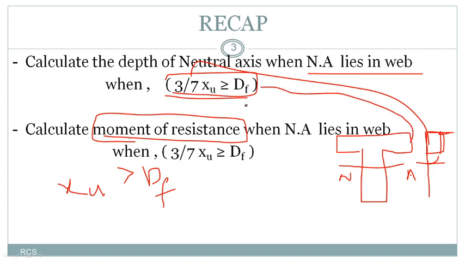If this 3/7 of XU is greater than this DF, then I can say the flange is uniformly distributed. How is it distributed? Uniformly distributed. So if you observe this figure, your DF is less than your 3/7 of XU, so it is uniformly distributed. For this case, we have calculated the moment of resistance.